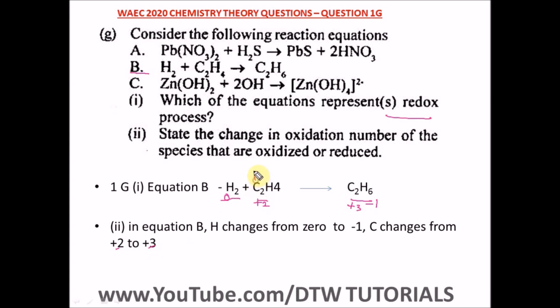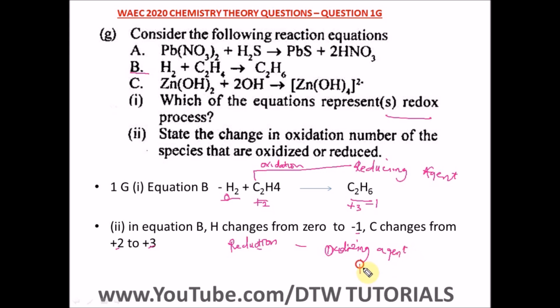So carbon is undergoing oxidation. That means carbon is the reducing agent, because the substance that undergoes oxidation is the reducing agent. While hydrogen gains electrons, going from 0 to -1, so it is undergoing reduction. And the substance undergoing reduction is the oxidizing agent.